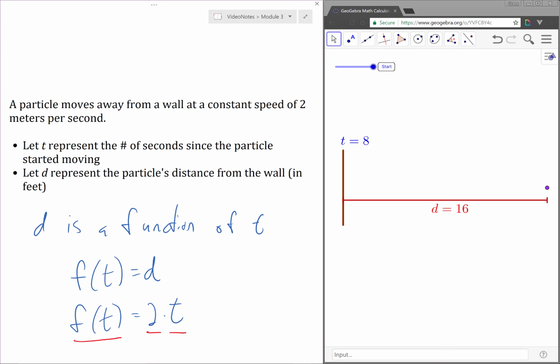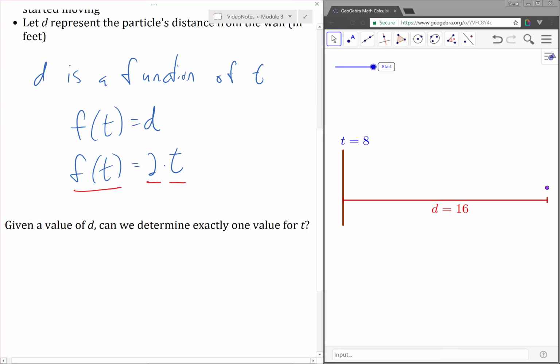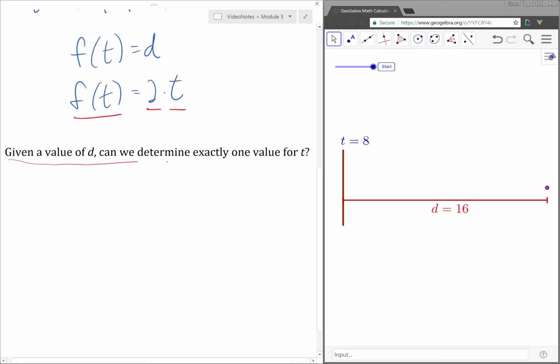Now let's take a slightly different perspective on this scenario. If we know a value for d, can we determine exactly one value for t? For example, if we knew that d was equal to 6, could we determine exactly what the value of t is? In this case, we should notice that t should be equal to 6 divided by 2, which is equal to 3. And this is because the particle moves at 2 meters per second, so if it's 6 meters from the wall, it has to be half of 6 seconds since it started moving.